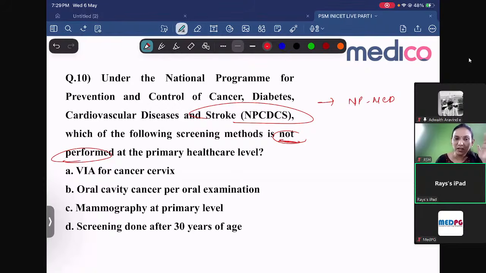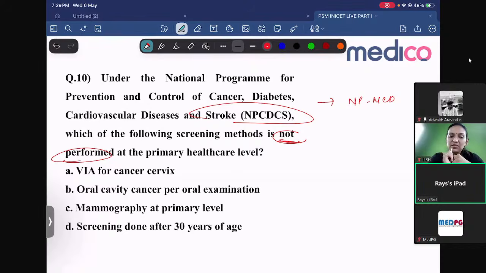So options are VIA. What is VIA? Visual inspection with acetic acid for cancer cervix. Option B, oral cavity examination for oral cancer. Option C, mammography at primary level. As per your NPNCD, every person is screened for hypertension, diabetes, and three cancers: oral, breast and cervical cancer. Commonly seen cancers in India.